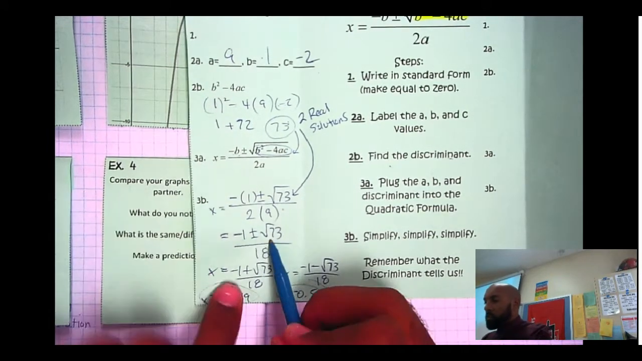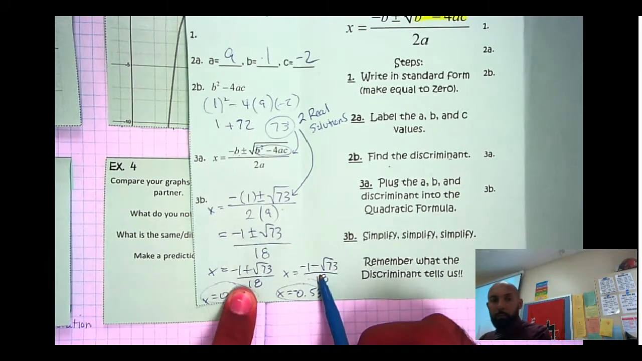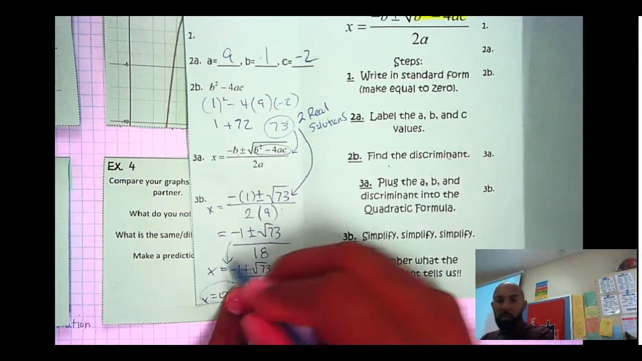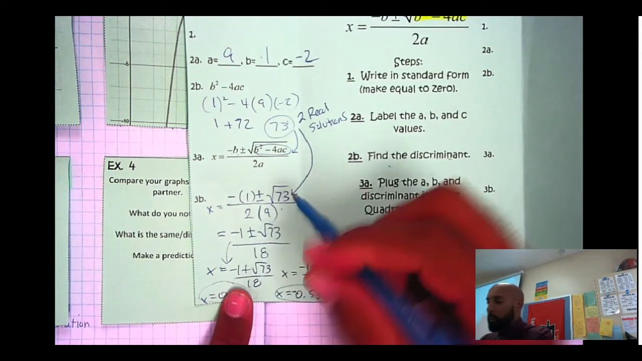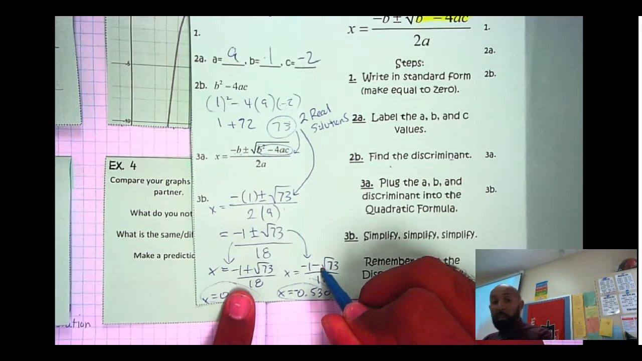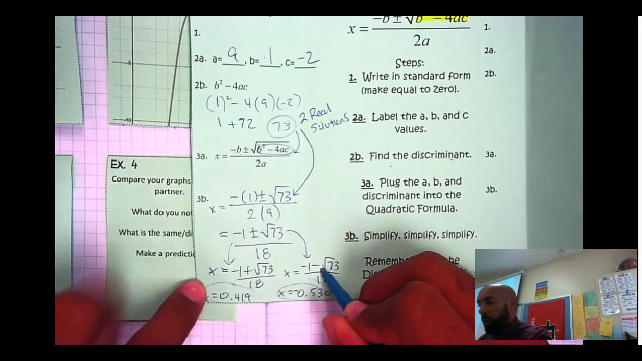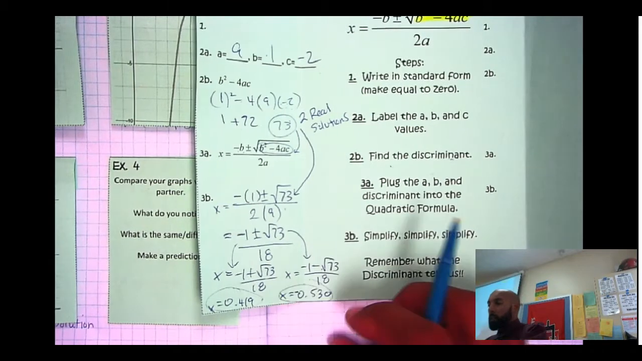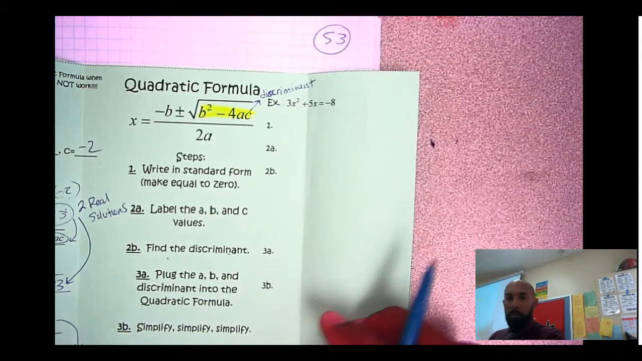And now what I'm going to do is split these apart, because remember there's your first solution where you do plus the square root of 73, and the second one you do minus the square root of 73. And you can do this all in a calculator to figure out what the decimal solution is. And I want you guys to round to the nearest thousandth. So that was just a review of what we did in class. All right, so now let's go to example number 2.